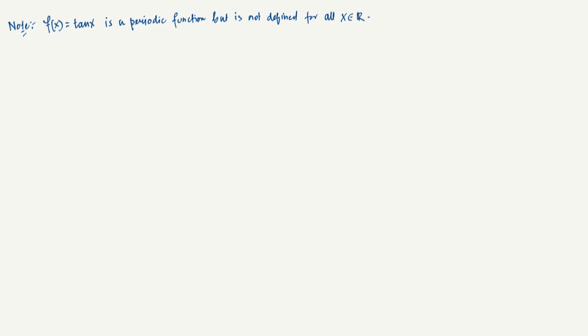So there are infinitely many points, of course countable, but infinitely many points where it is not defined. You do realize that is at x equals plus minus pi by 2, plus minus 3 pi by 2 and all those numbers, right? So at all those points the function tan is not defined, but still it is a periodic function. So that can happen. Please keep that in mind.